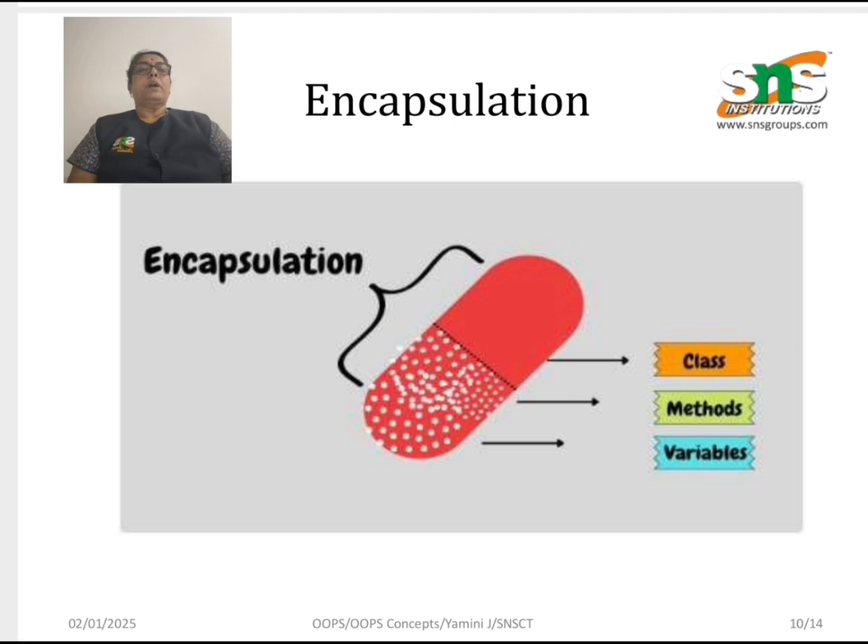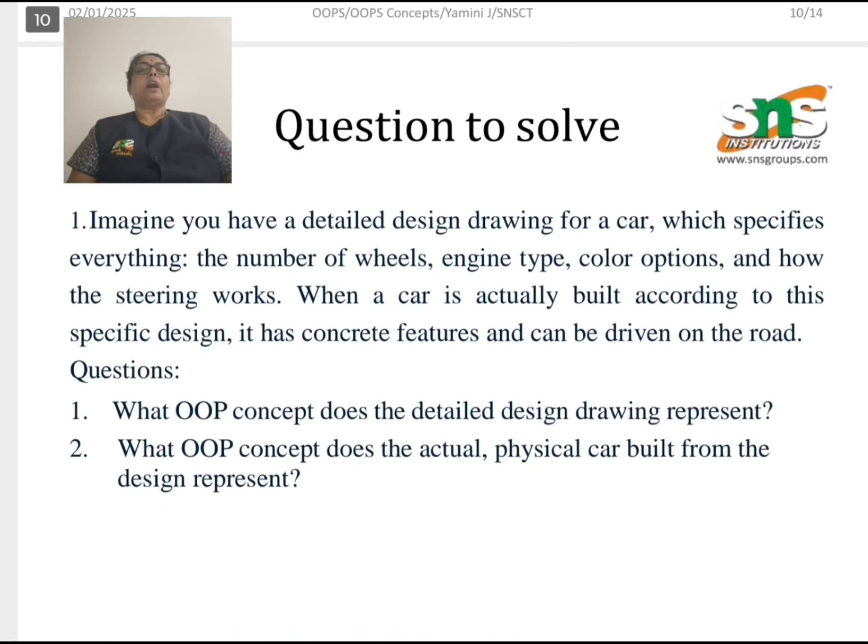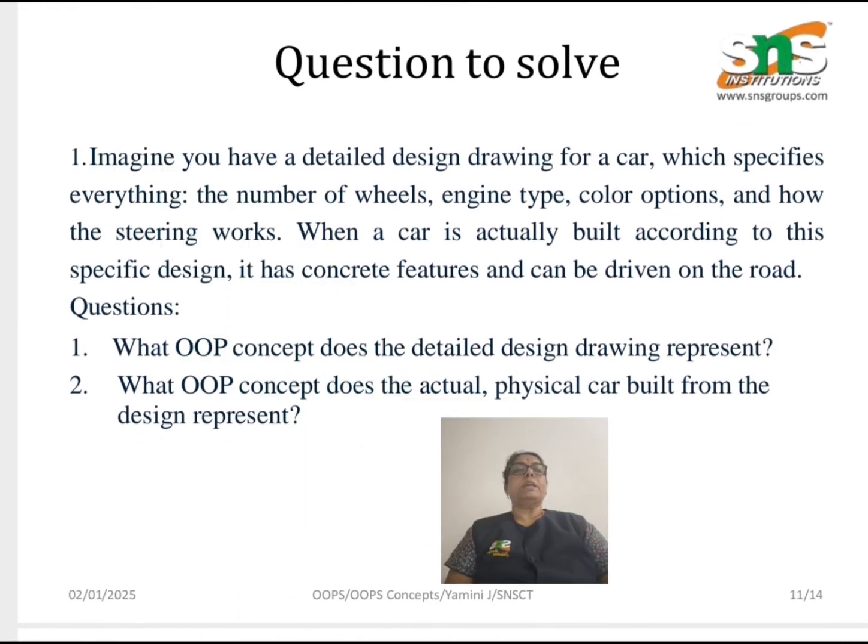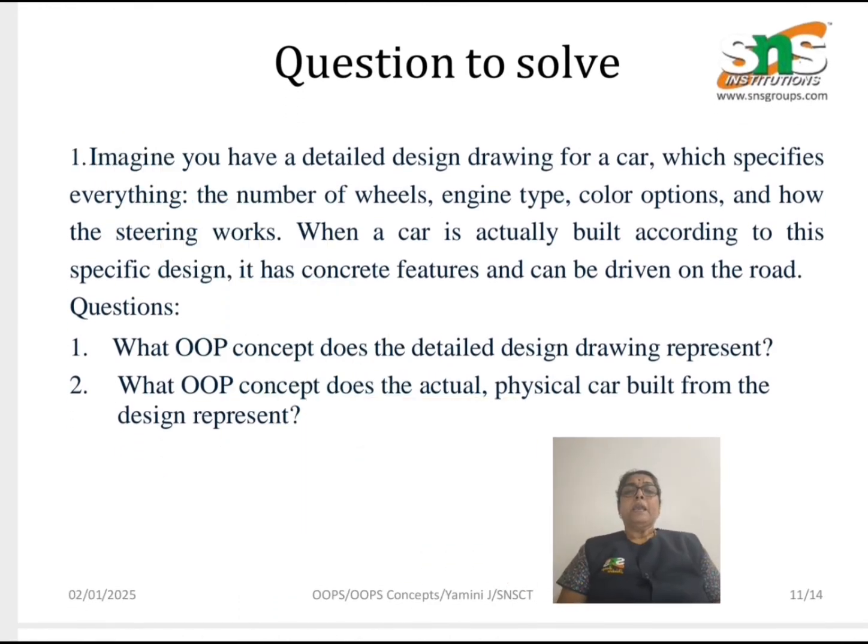Next one, a question solved. How to solve the question? Let's think about this example. A car design drawing represents a detailed plan, while the actual car represents a real object. Here, the design drawing represents a class and the actual car represents an object. This helps us understand the relationship between class and object.